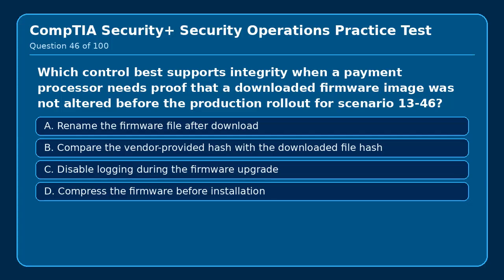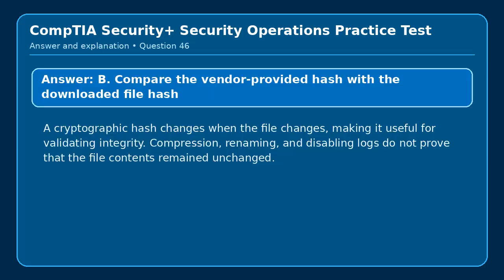The answer is B. To improve availability during component failures. Redundancy allows a service to continue operating when a single component fails. Authentication, anonymization, and incident response address different security goals and do not directly provide high availability.